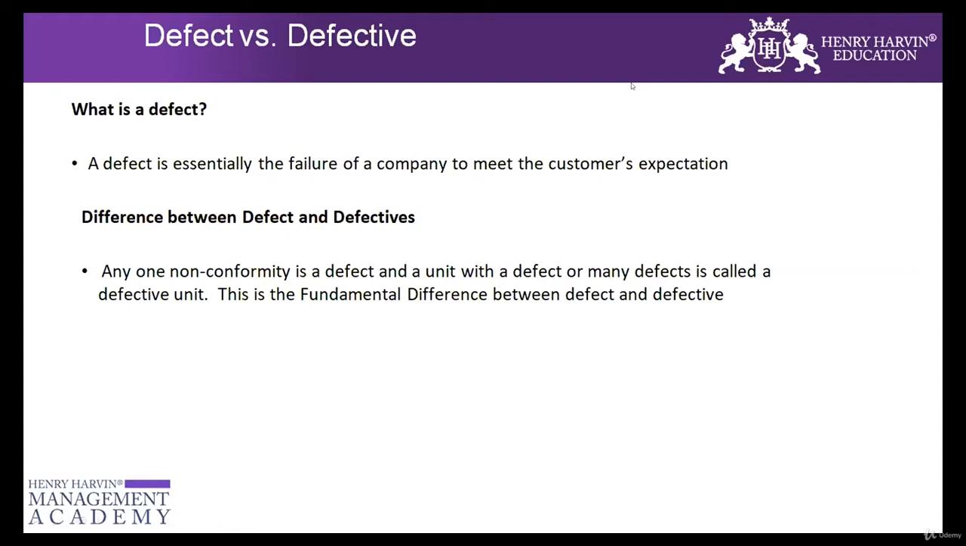But first, we will talk about how to calculate the current process capability. In case of discrete data, we look at two measurements. One is defect and another is defective. Let's understand the difference between defect and defective here.